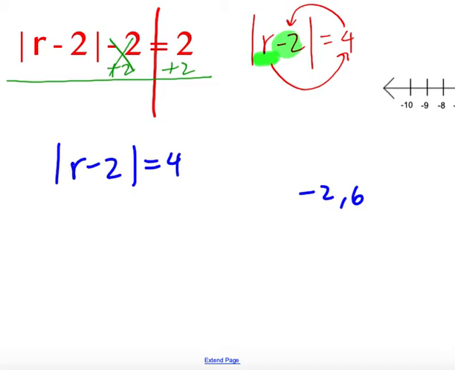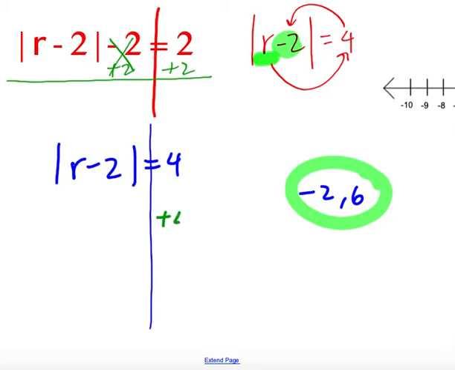If we don't have a number line to do this and we need to come up with our two answers, which are -2 and 6, here's what we're going to do. The first thing we're going to do is we know we're going to have to go in the +4 direction, and we know we're going to have to go in the -4 direction. So we're going to set it up to equal both of those. So r minus 2 in the +4 and r minus 2 in the -4 direction.